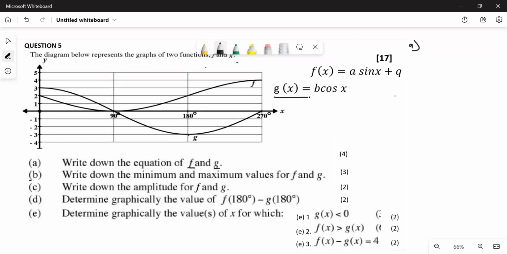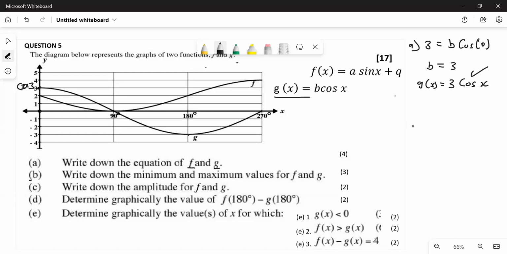We can start with g of x. By now you already know how we approached g of x. We said we can use this point here. What is this point? It's (0, 3). If you use that point, you're going to say 3 equals b times the cos of 0. Then b is given as 3, meaning g of x is defined as 3 cos x.